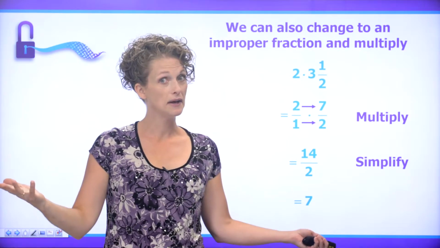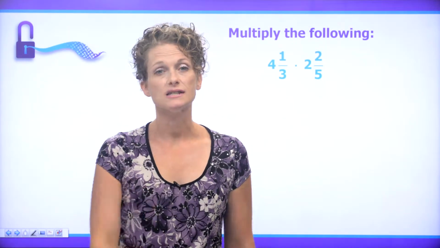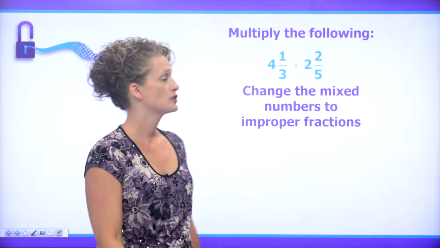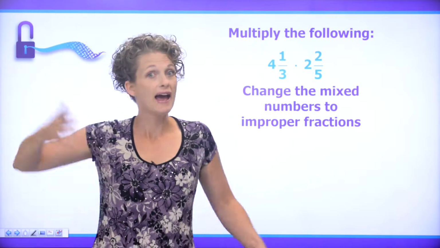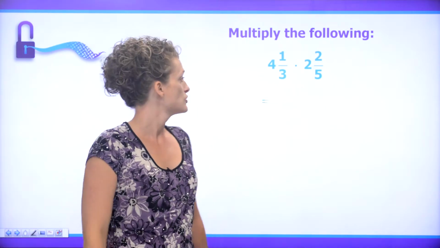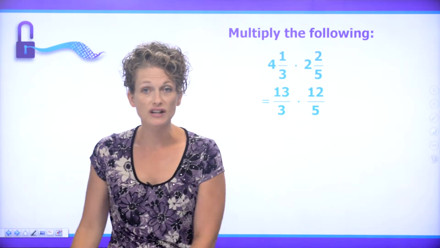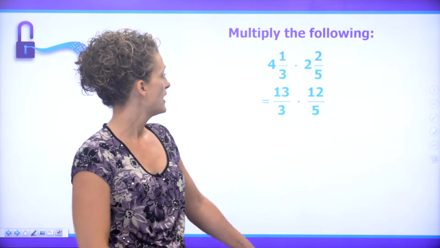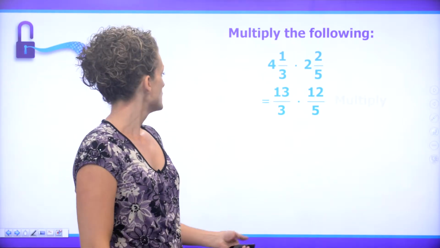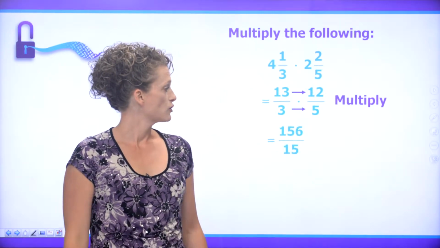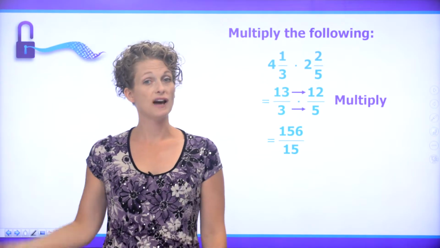And you're done. Well, what if you have two mixed numbers? Well, the easiest thing for you to do is to change the mixed numbers into improper fractions and then follow those 3 simple steps. So if we change each of these, 4 times 3 is 12 plus 1 is 13, so 13 over 3. And then 2 times 5 is 10 plus 2 is 12. So we're going to multiply straight across. 13 times 12 is 156, and 3 times 5 is 15.